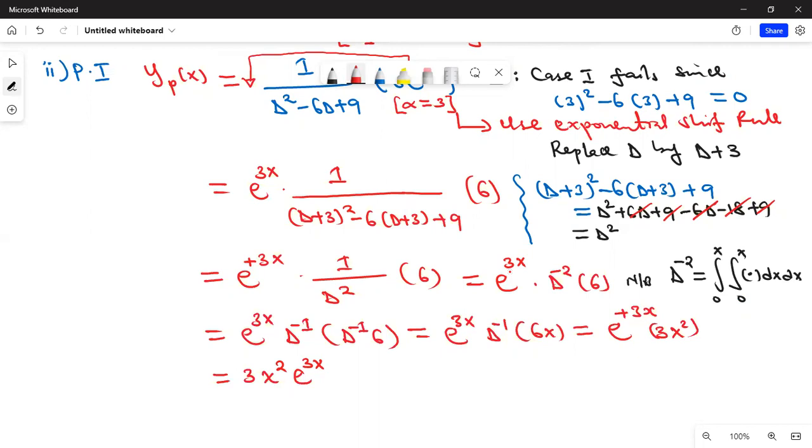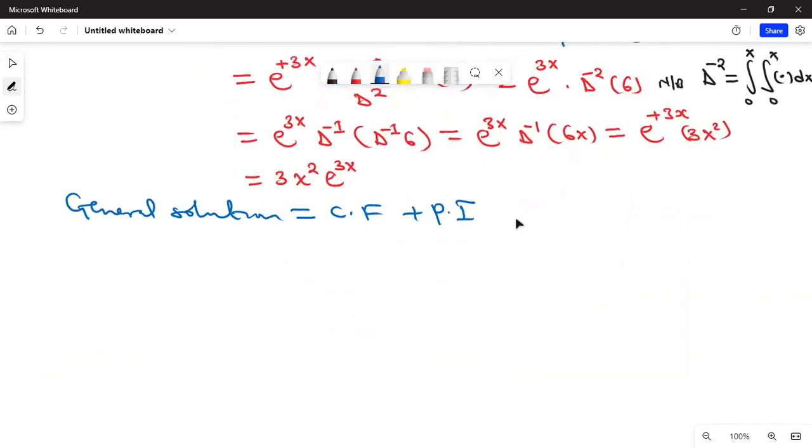What I want you to take note is that when case 1 fails, use the exponential shift rule. Just like we have done it there, exponential shift rule will be applied in almost 3/4 of what you do in second order ODE. So we need to get our general solution. What you do is to add the two solutions together. So you can write that general solution is equal to the complementary function plus the particular integral.